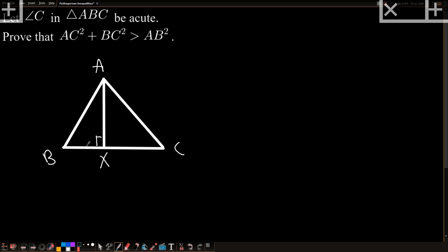How can I get something in terms of AB squared? Because this is something that's important in my problem. Well, AB squared is equal to BX squared plus AX squared. Now let's look at the two terms that AB squared is equal to.